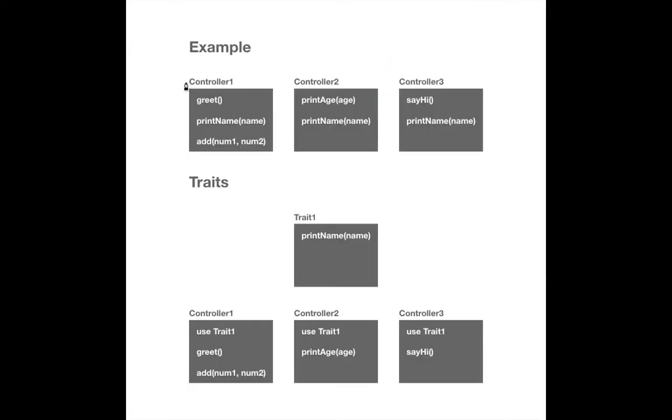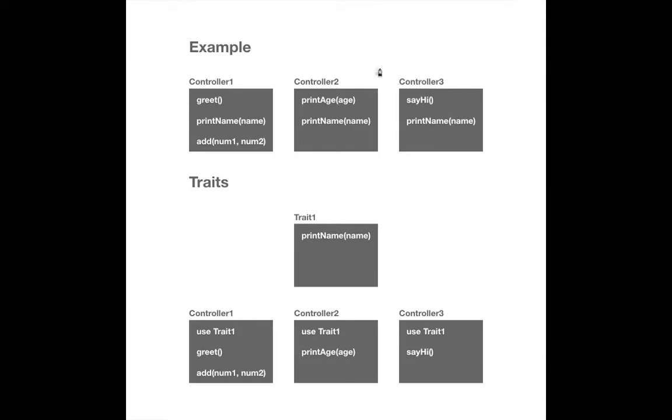Let's see an example here. On the first controller, we have greet, print name, and add function. Also in the second controller, we have print age and print name. In the third controller, we have a say hi and a print name again. So we have noticed that we have a print name function on each controller. So we are redefining each method on other controllers.